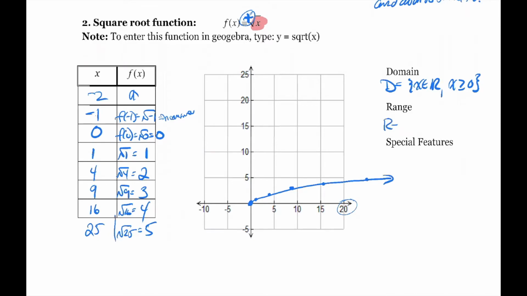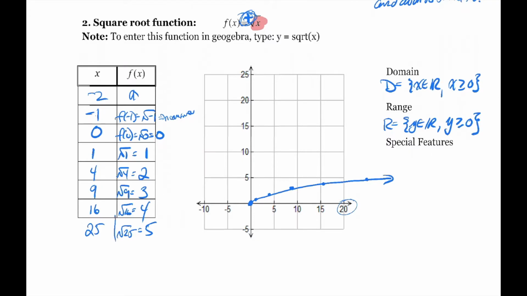The range, what are our possible answers? So here, y is going to be an element of the real number system as well. And since we're only looking at the positive square root by definition, therefore the answers that we get must be greater than or equal to 0 as well.